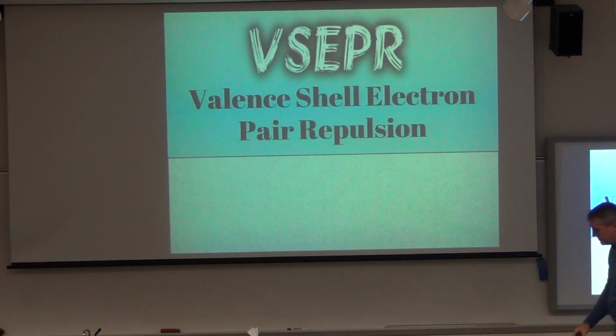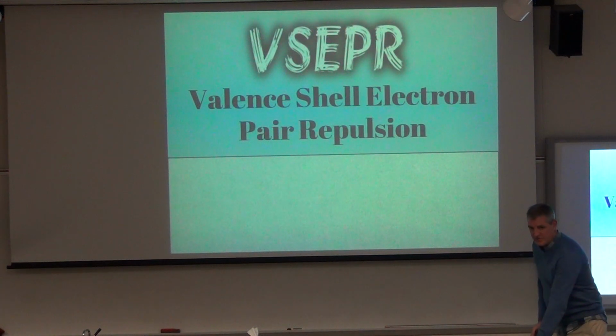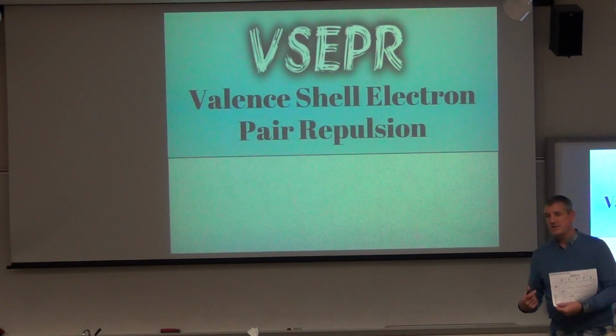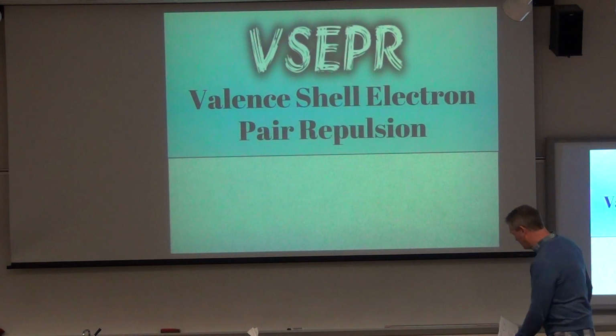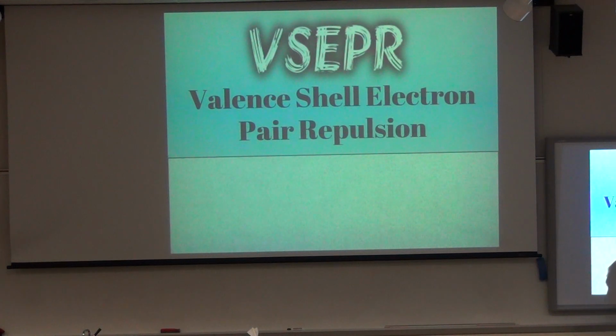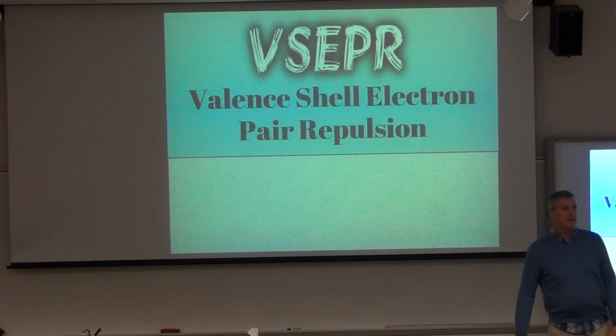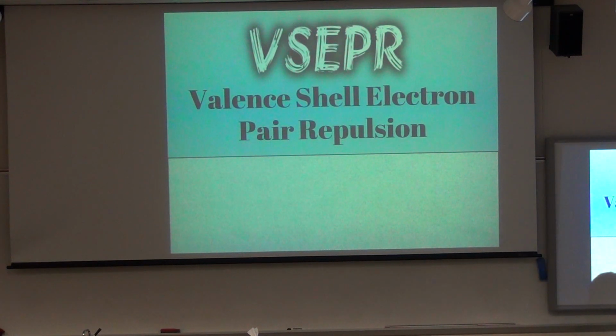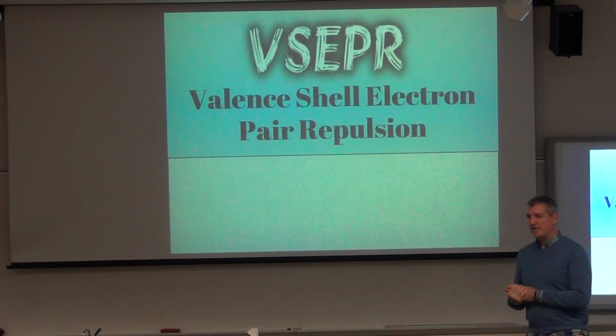So on the bottom left-hand portion of your note-taking sheet where it says VSEPR, I would strongly encourage you to write valence shell electron pair repulsion. And this repulsion between these pairs of electrons in the valence shells is what drives the shape of these molecules.